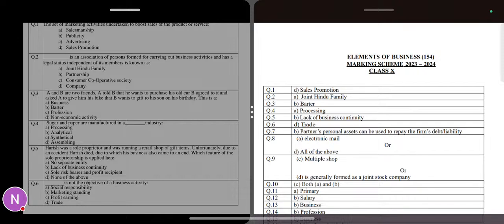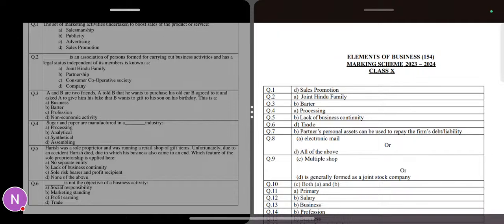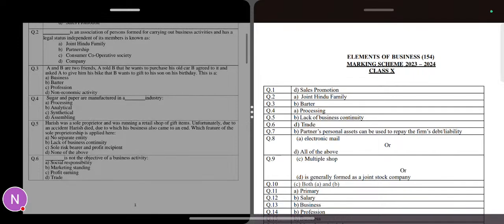Next, Harish was a sole proprietor and was running a retail shop of gift items. Unfortunately, due to an accident, Harish died, due to which his business also came to an end. Which feature of sole proprietorship is applied here? No separate entity, lack of business continuity, sole risk bearer and profit recipient, or none of the above. So the answer is lack of business continuity, option B.